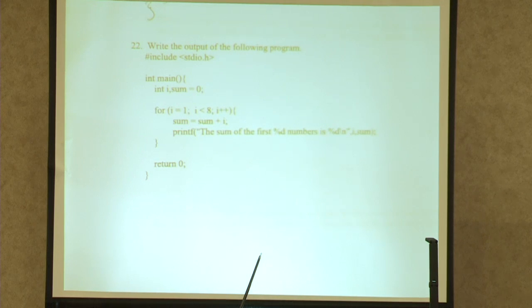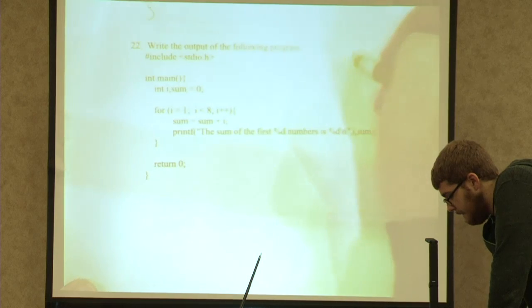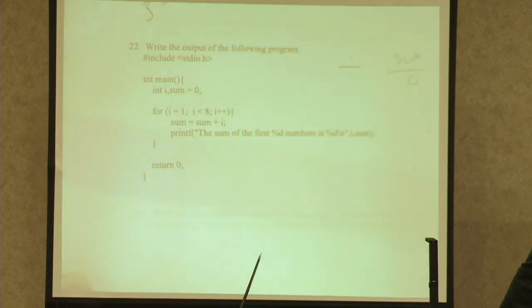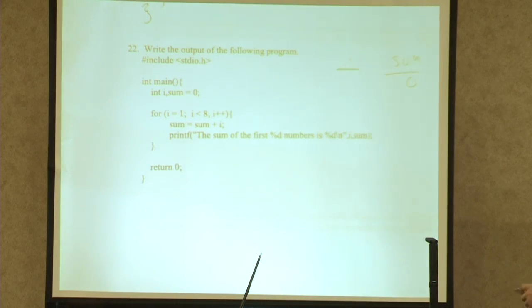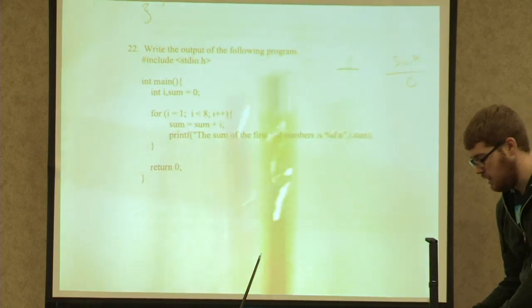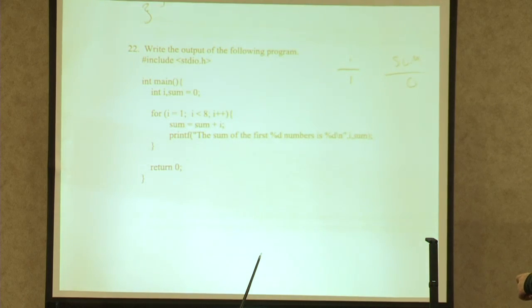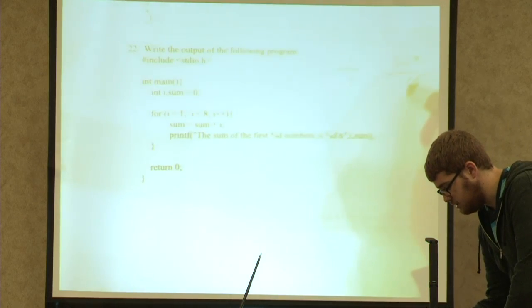Did anyone do this one yet? No? We'll do this one together, okay? So we got int i and sum is equal to 0. Since i is not assigned a value now, I'll just leave it blank. Right, in the for loop, it says i is equal to 1, so just put the 1. Sum equals sum plus i. So sum plus i is 1 plus 0, so then sum would get changed to 1.